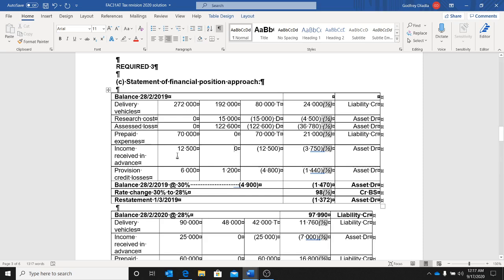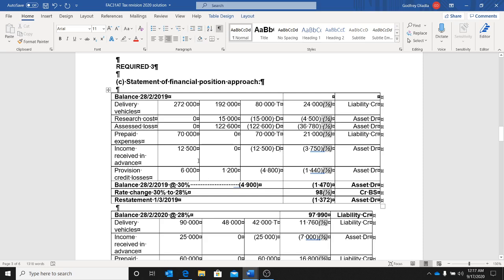If I look at these two, the small figures are on my right, the big figures are on my left. But you must remember they're not the same in terms of their nature. Prepaid expenses is an asset. Income received in advance is a liability. If they look similar, that means this one must behave in a different way. It becomes deductible. Right. Okay.